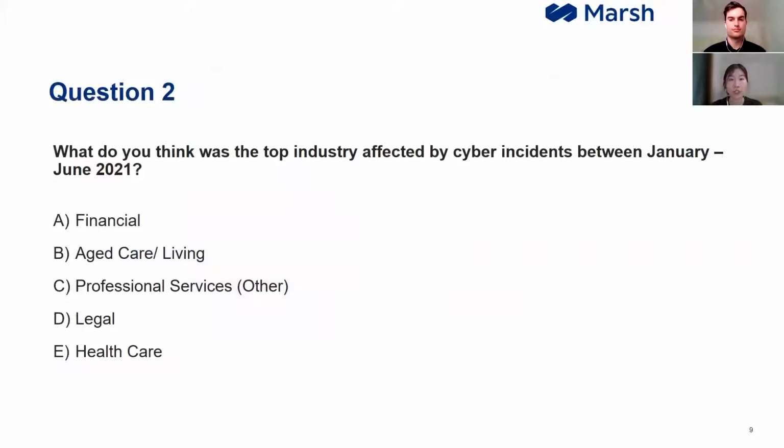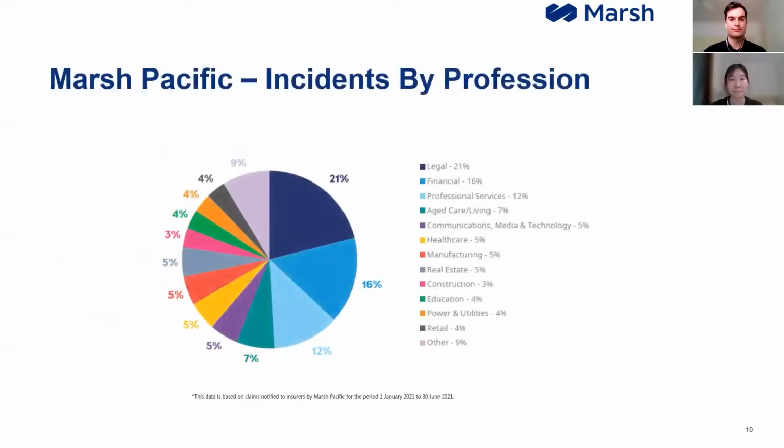So for question 2, what do you think was the top industry affected by cyber incidents between January and June 2021? Was it financial, aged care or living, professional services, legal, or healthcare? The top incidents by profession in order was legal, then financial, and then professional services. And this should be of no surprise as these sectors hold a lot of sensitive information and data that is valuable to threat actors.